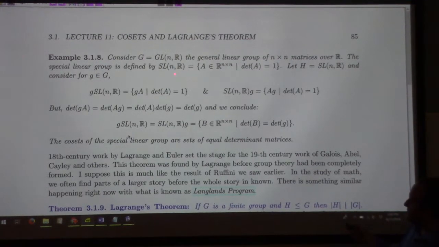SLN is a subgroup. The special linear group is a subgroup of GLN, right? We could look at left cosets. We could look at right cosets. I prove here, actually, that the left and right cosets are equal. So GSLN is equal to SLNG by this argument here. That, by the way, means that SLN is one of those normal subgroups that we'll learn about next lecture.